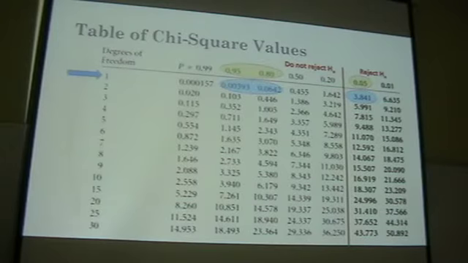So the green one is comparing p-value. The blue one is comparing critical value. Okay? Green region is p-value, which is the probability. The blue one is your critical value.